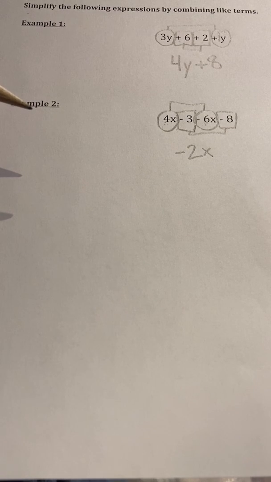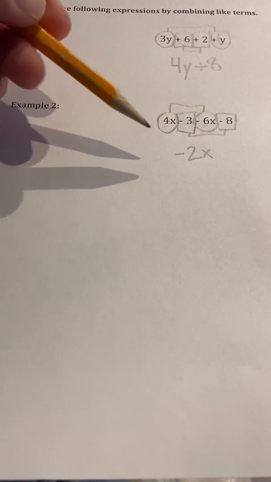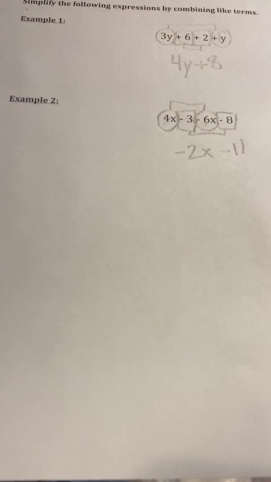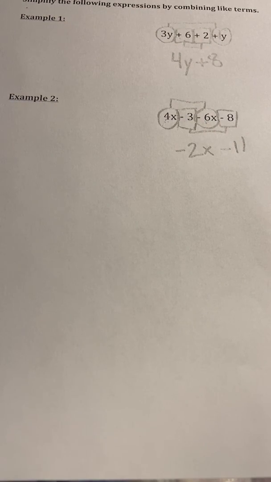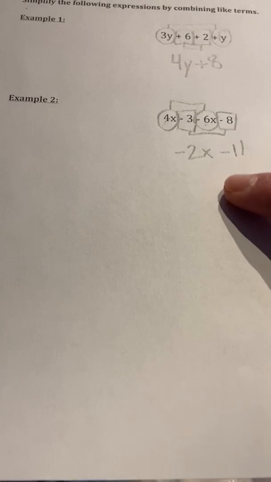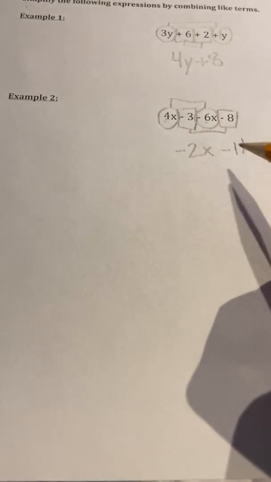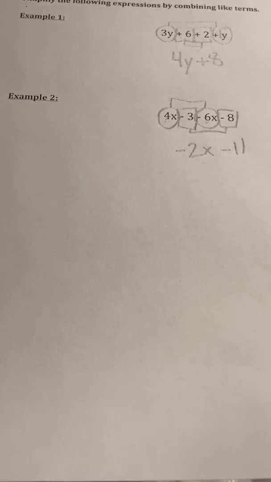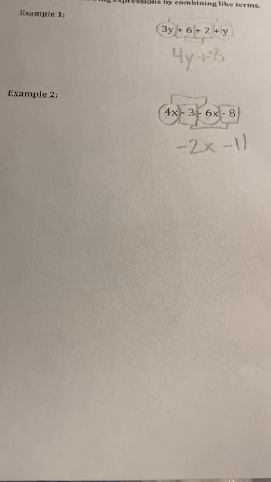Now let's look at the other terms, negative 3 and negative 8. These have the same signs, so we add the numbers together. 3 plus 8 gives me 11, but they're both negative, so my answer is negative 11. So my answer for number 2 is negative 2x minus 11. All right, and now we are ready to begin today's worksheet.